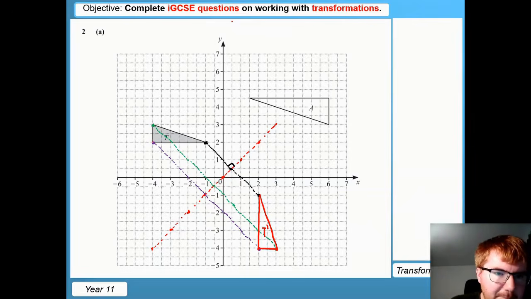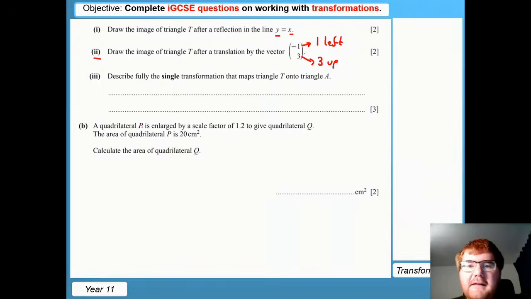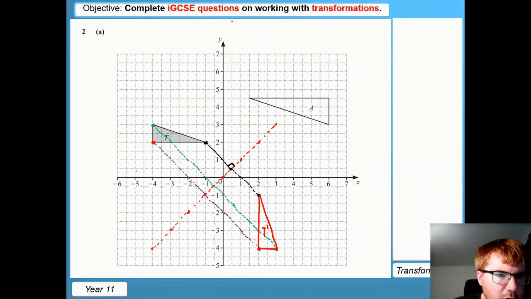So let's take any point here. So let's take this point, and we are going to go 1 left and 3 up. Notice the coordinate grid is slightly different here. So 1 will actually be these 2 squares. So this is 1 left, and then 3 up will be 1, 2, and 3.